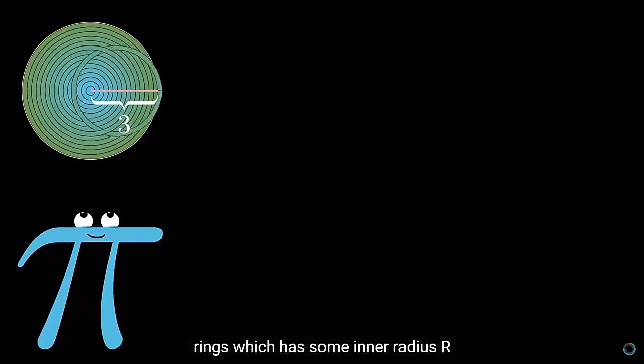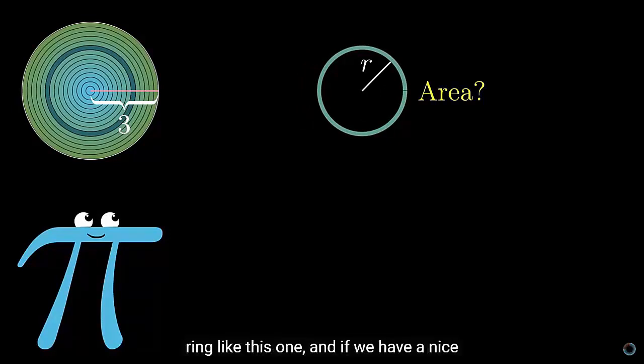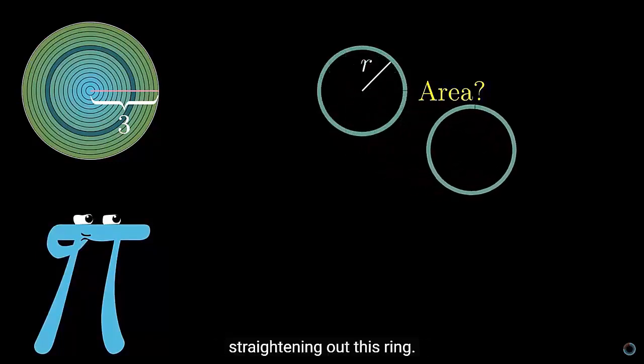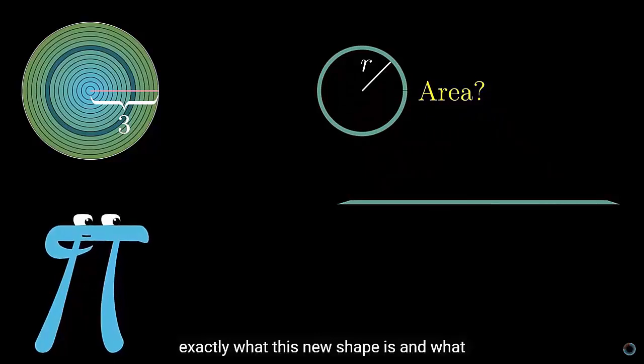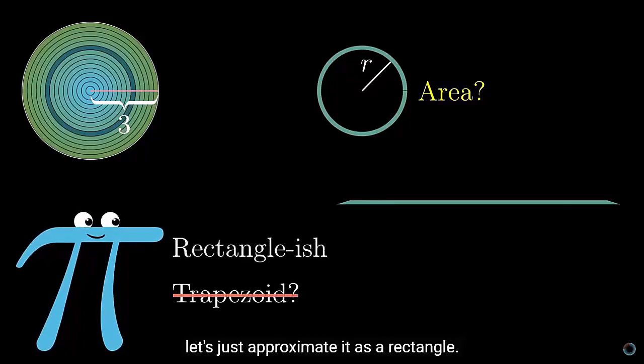Let's take one of those rings, which has some inner radius r that's between 0 and 3. If we can find a nice expression for the area of each ring like this one, and if we have a nice way to add them all up, it might lead us to an understanding of the full circle's area. Maybe you start by imagining straightening out this ring. And you could try thinking through exactly what this new shape is and what its area should be, but for simplicity, let's just approximate it as a rectangle.